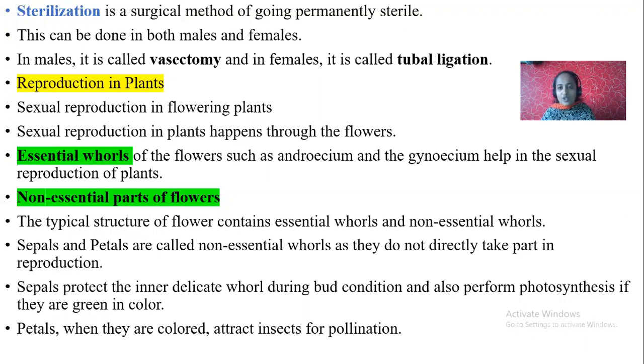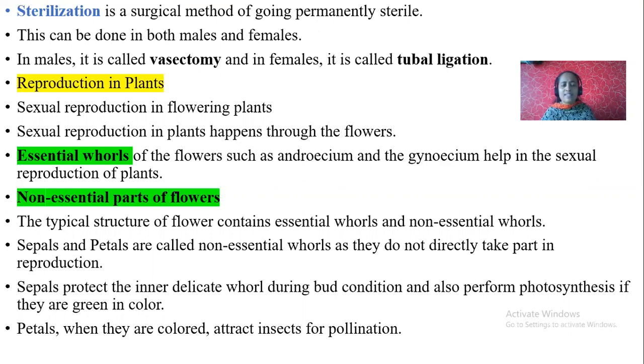And finally, angiosperms. Angiosperms are the plants which possess flowers. They are also called flowering plants. And here, the seeds are present within fruits. Seeds are enclosed within fruits. So, now we are going to learn about angiosperms. So, sexual reproduction that takes place in plants. Sexual reproduction in flowering plants, that is angiosperms.